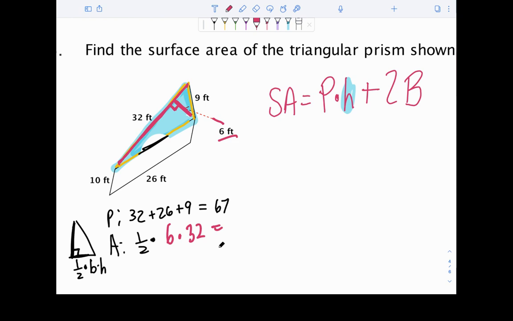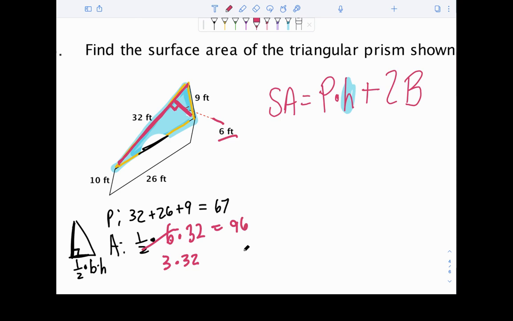I like to do some fancy math here. I will probably just half that. So 1/2 of 6 is 3 times 32, 96. And that is 96. Okay.